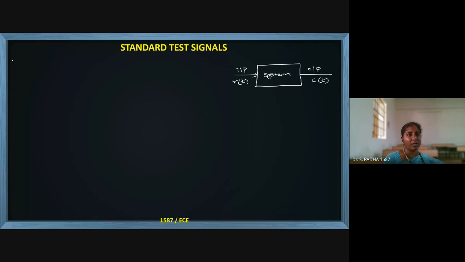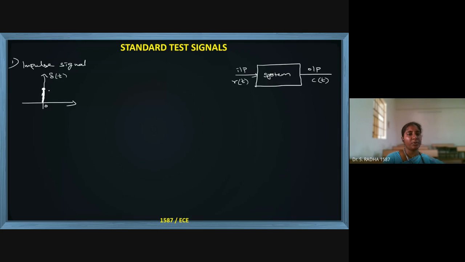First one is the impulse signal. The impulse signal diagram will be like this. It is represented by del of t, and it will have amplitude only at the origin. All this you will study in another subject called signals and systems or DSP. Only at the origin it will have some height.